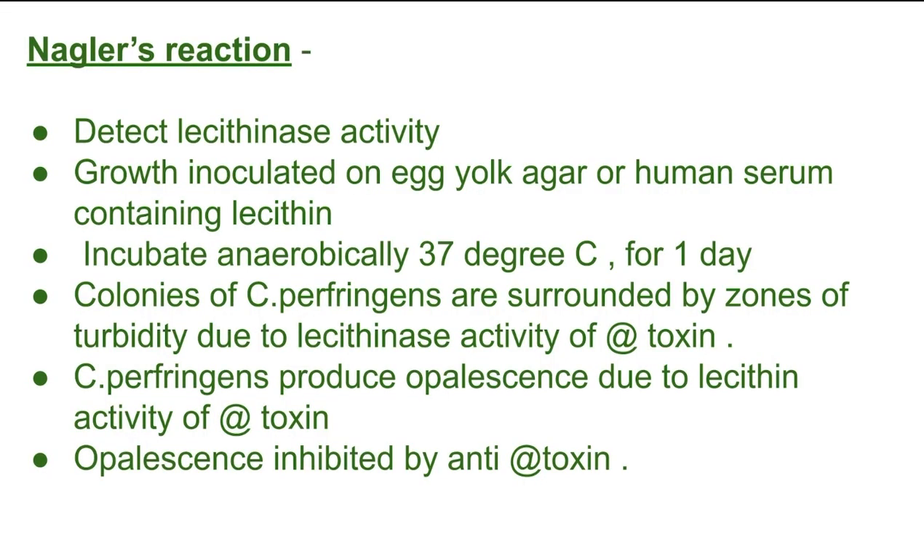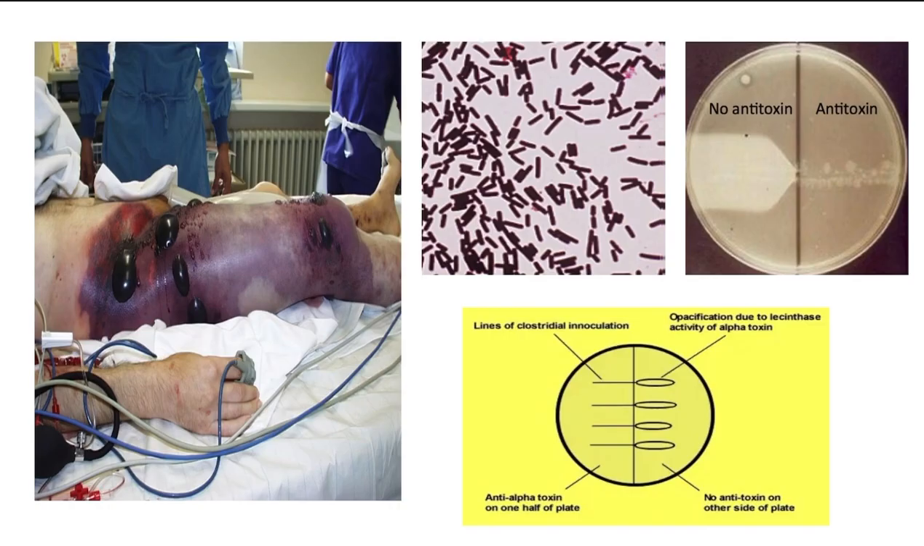Coming to Nagler's reaction, in the above picture you can see a round plate, which is egg yolk agar. It is rich in lecithin. Onto the egg yolk agar, add the Clostridium perfringens species. Now divide the plate into 2 halves. The first half, we do not do anything, we just keep it the way it is. Onto the second half, we add anti-alpha toxin.